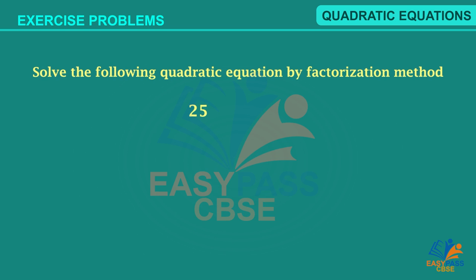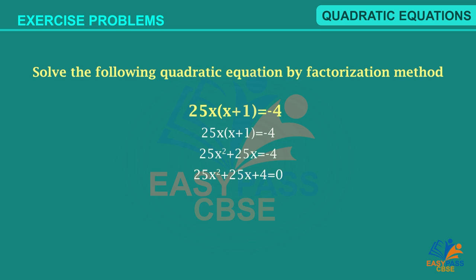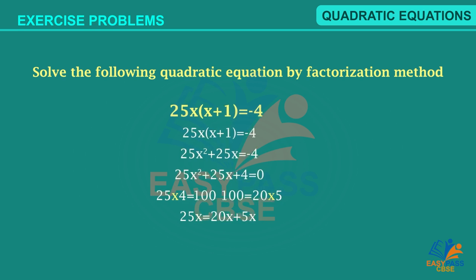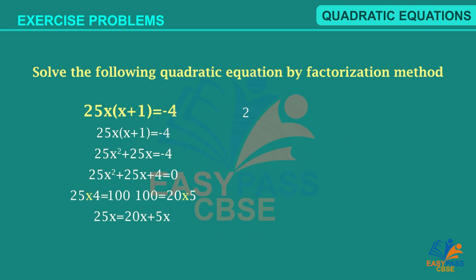Question. 25x times x plus 1 is equal to minus 4. Let us simplify this first. We have 25x squared plus 25x plus 4 equals 0. So here, 25 times 4 is 100. We need factors so that the sum is equal to 25. So we go for 100 is equal to 20 times 5. So we split 25x as 20x plus 5x. Then the equation will become 25x squared plus 20x plus 5x plus 4 equals 0.